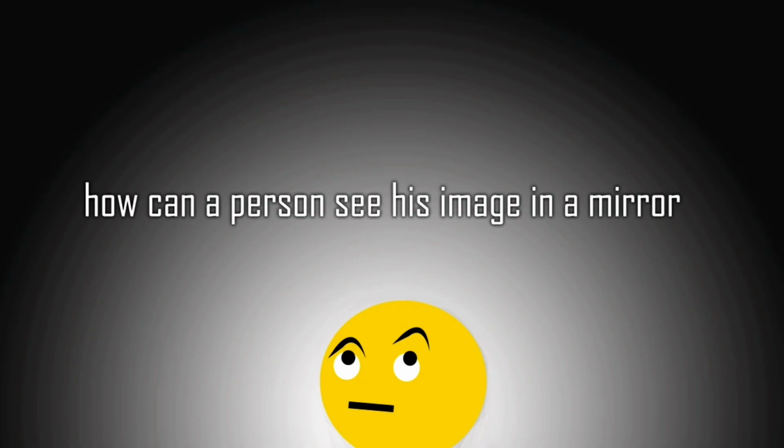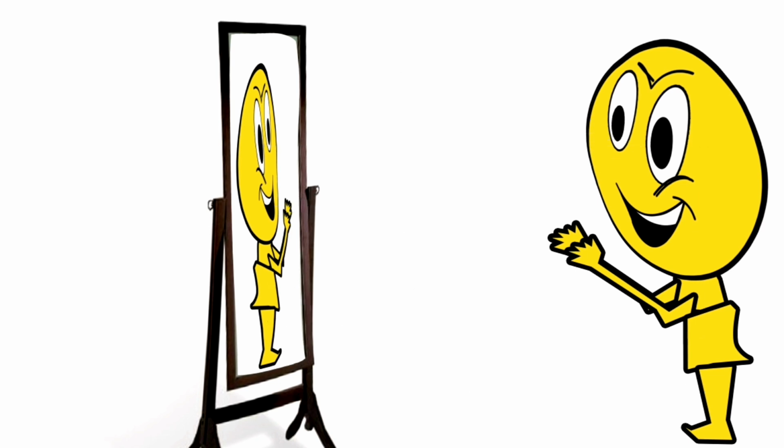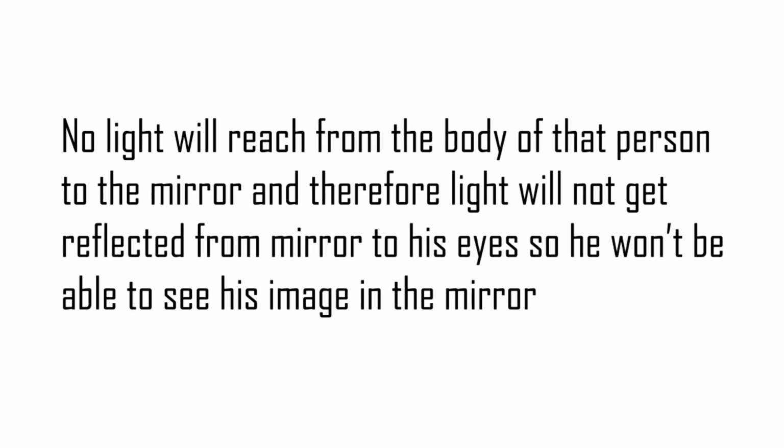Why? Before that, how are you able to see your image in a mirror? When a person looks into a mirror and if there is adequate light, what will happen? The light rays from the body of that person will reach the mirror and reflect back to his eyes. Thus, his image can be seen in the mirror. So, if a person is in a dark room no light emerges from there. Since there is no reflection, no light rays will reach his eyes. Thus, he won't be able to see his image in the mirror.